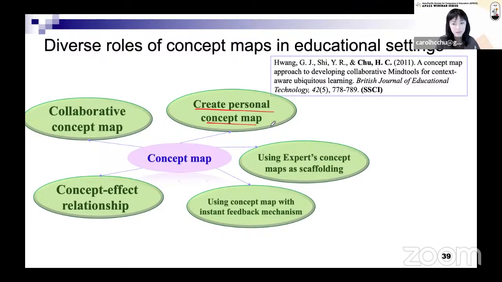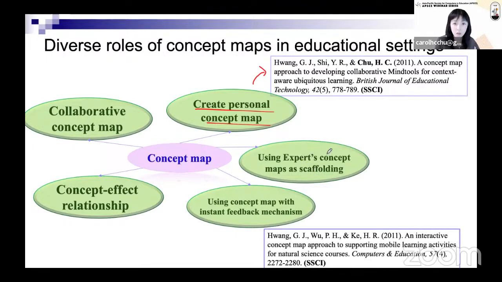The first type, which is also the basic type, is creating a personal concept map. Many researchers ask students to create their own concept maps, for example, this research. And most of the time we use the expert concept map as scaffolding to help the student understand the learning materials, to follow the scaffold, or to fill out some empty concepts in the big scaffolding.